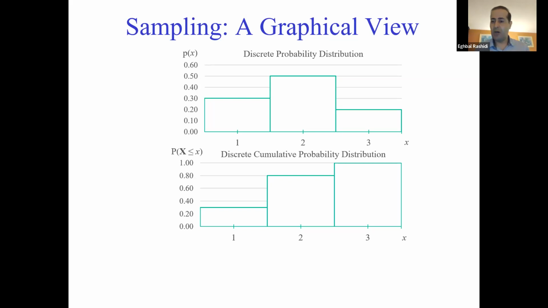Then the graph below shows the cumulative probability distribution for that discrete distribution above. So the probability of x less than or equal to 1 is 30%. The probability that x is less than or equal to 2 would be 1 plus 2, so 30% plus 50%, that's 80%. And the probability that x is less than or equal to 3 is actually 100%, right? So that's 1, which is 30% plus 50% plus 20%.